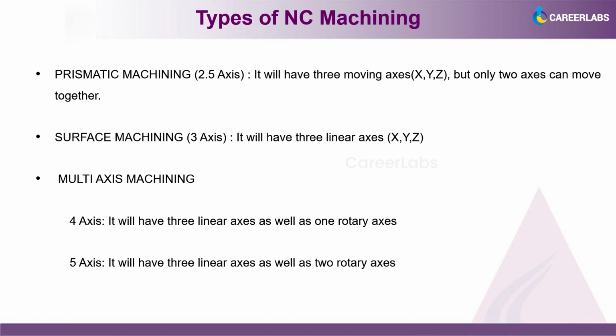Multi-axis, where 4 axis and 5 axis will come into the picture. The tool will move in 3 linear axes along with any one of the rotary axes. It can be a turntable or it can be a spindle head. But coming to 5 axis, there are 3 rotary axes combined with 3 linear axes. So out of these 3 rotary axes, any 2 of the rotary axes will be connected to these 3 linear axes while the tool moves.